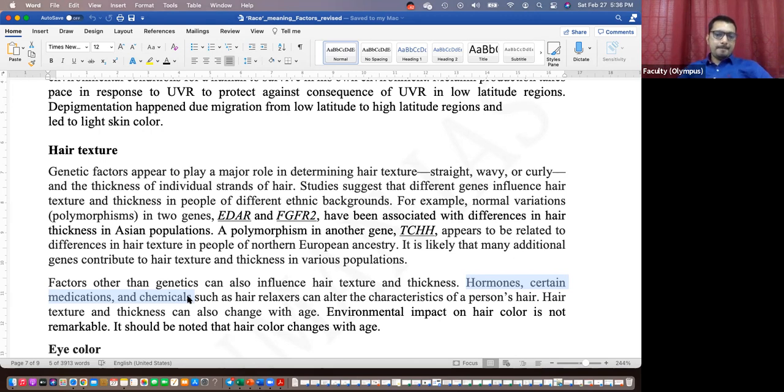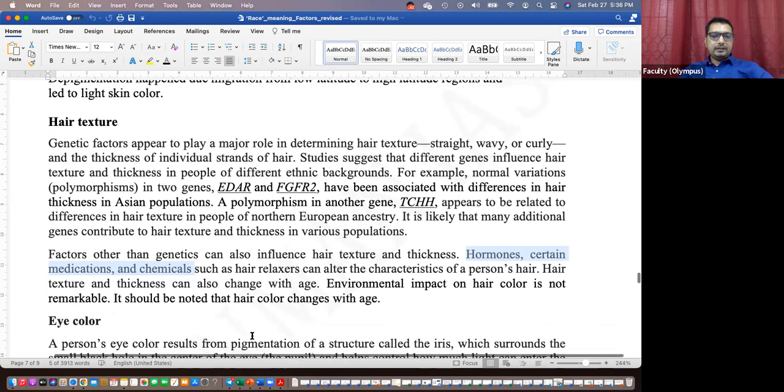Okay. You may not find too much of an environmental role here, but it seems like more genetics playing a role here. So genetic factor seems to be playing a bigger role as far as our understanding goes today, which may change over a period of time because we don't have a complete picture about it. Similarly with eye color, something that we already discussed.